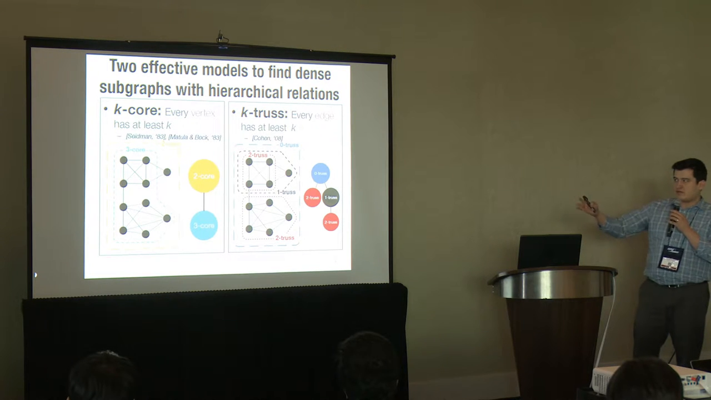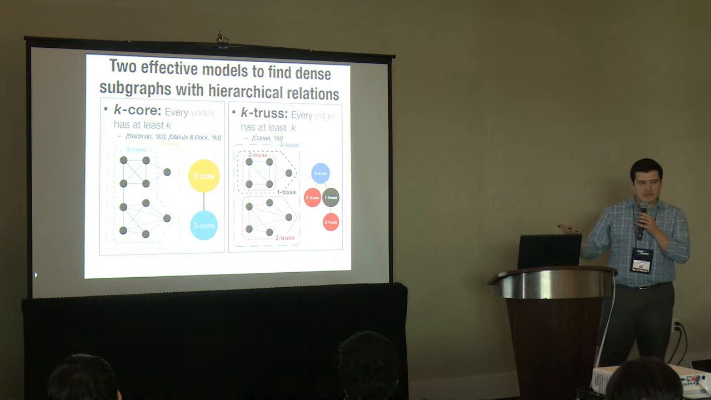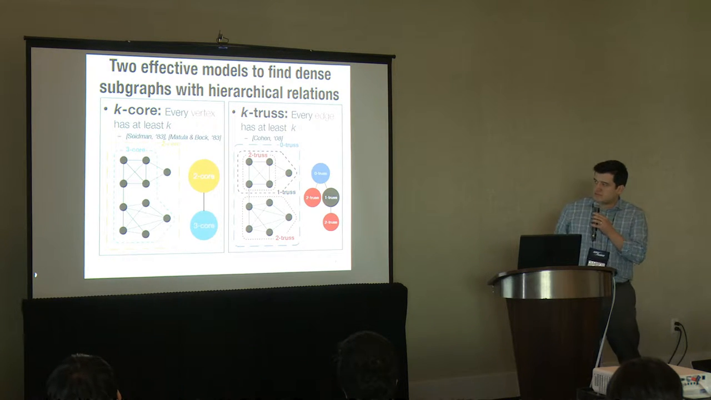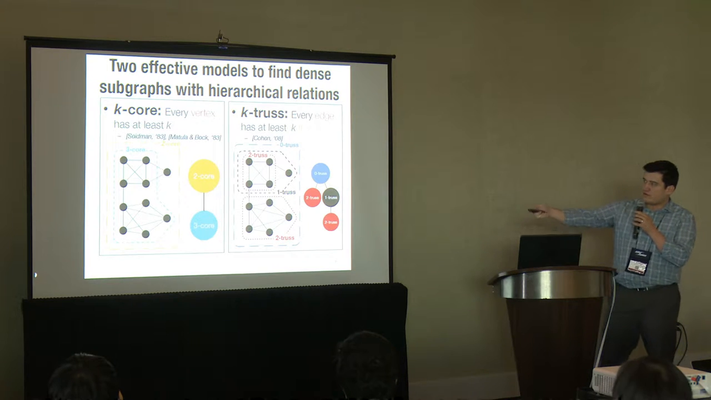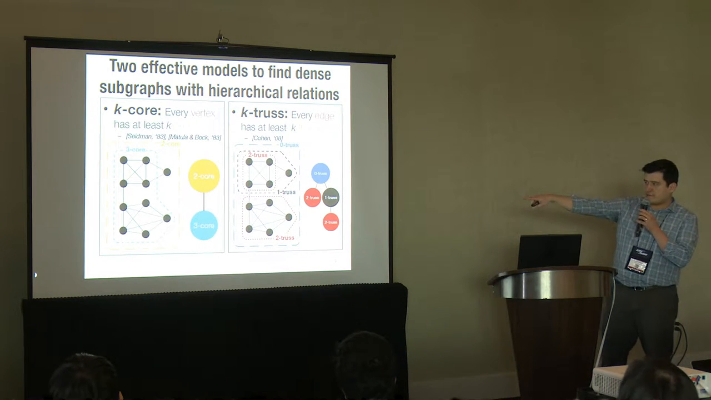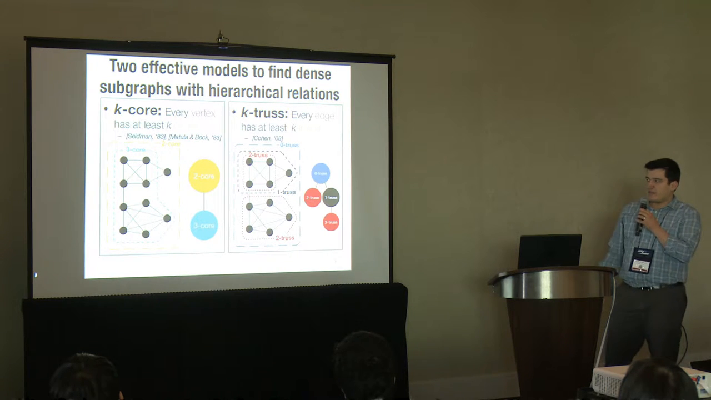K-core and K-truss decompositions are effective algorithms which give you dense subgraphs and also the hierarchical relations among them. To define it, a K-core is a subgraph where every vertex has at least K edges. For that graph, the entire graph is a two-core, and the blue region is a three-core. So here the hierarchy is not that interesting, but just a single chain.